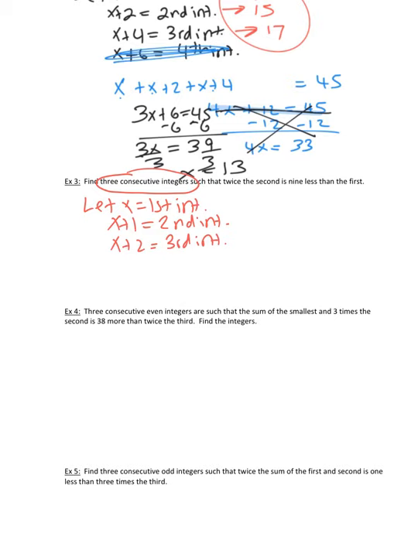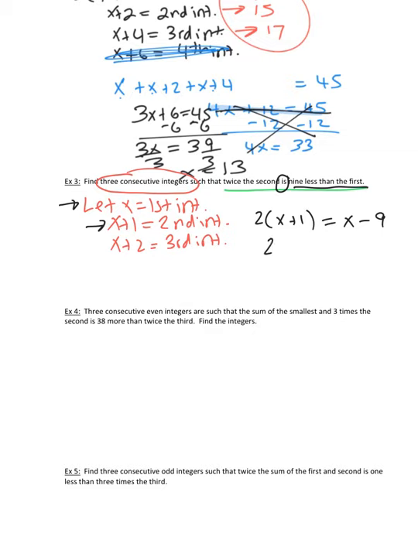Because they're consecutive, each one increases by 1 each time. Now my equation is not that they have some sum, that they add up to something, but instead my equation this time is that twice the second is 9 less than the first. So twice the second is saying twice this one here, x plus 1. So 2 times x plus 1, twice the second, equals 9 less than the first. So the first integer is the x. So 9 less than x is x minus 9. And now I can solve.